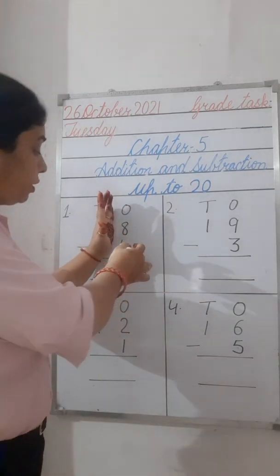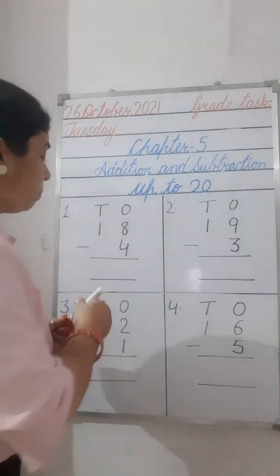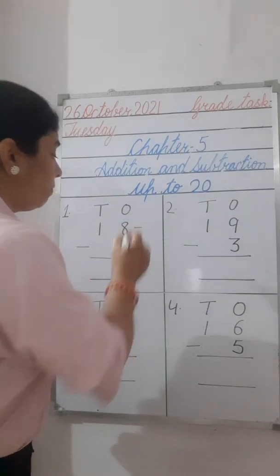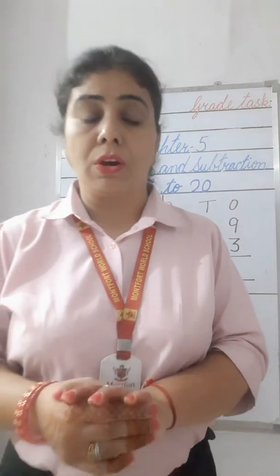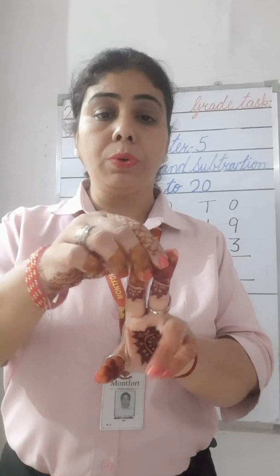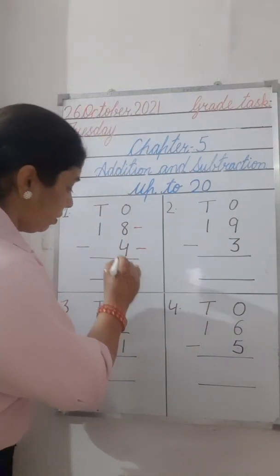See here. 8 minus 4. It means we have to subtract 4 out of 8. Okay. So how we will do this? Count 8 on your fingers. 1, 2, 3, 4, 5, 6, 7, 8. Now we have to subtract 4. Now close it. 1, 2, 3, 4. How many are left? 4 are left. So here we will write 4.